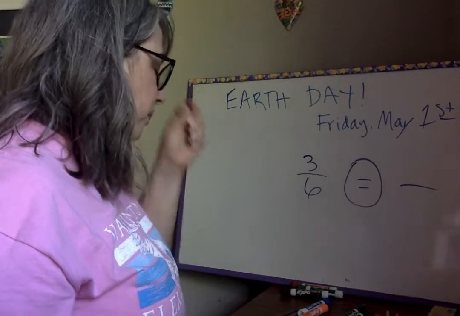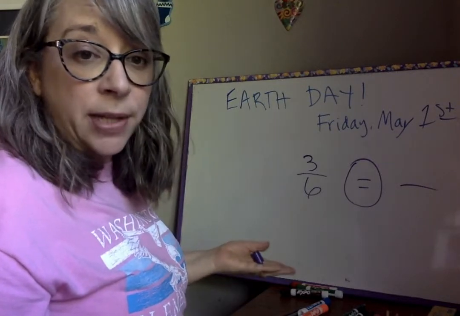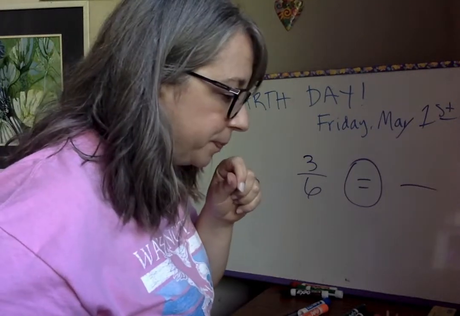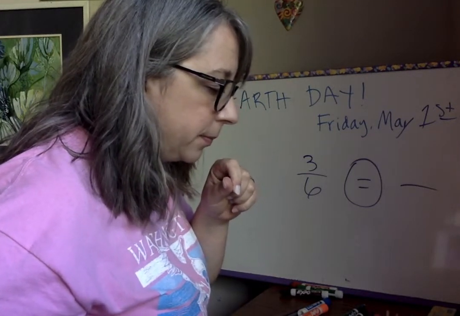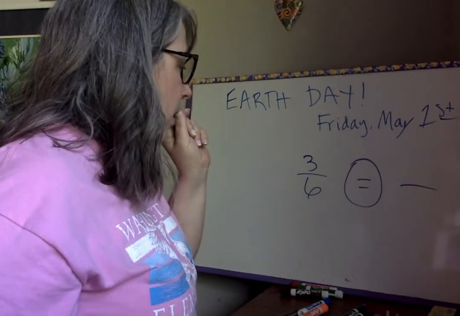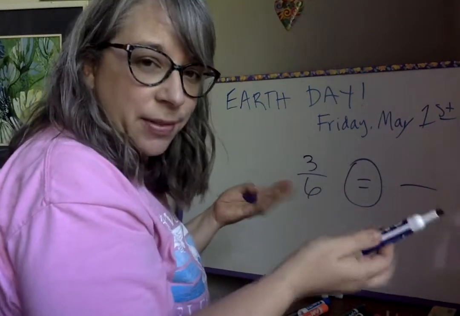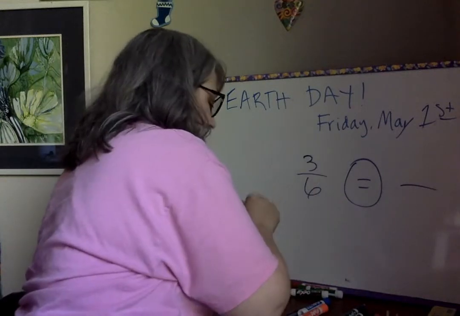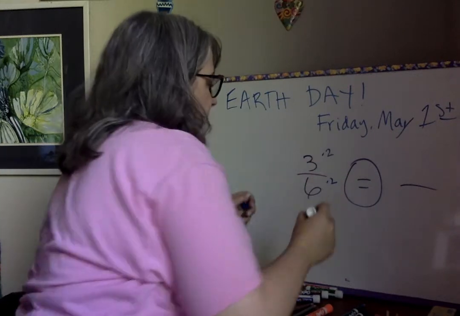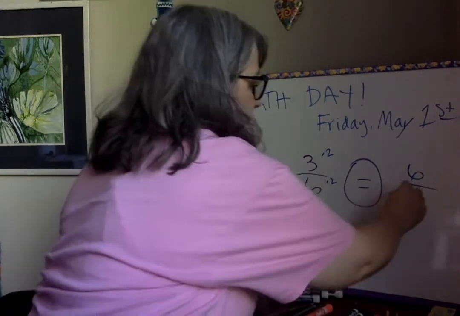All right, so what are we going to do? You're right. We're going to choose a number and we're going to multiply it. Let's multiply it by, I'd like to use small numbers because they're just easy to work with. So let's do times 2. Times 2, times 2. So 3 times 2 is 6, and 6 times 2 is 12.